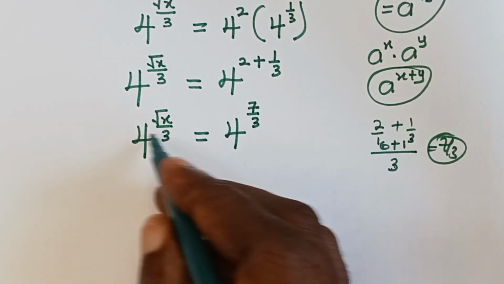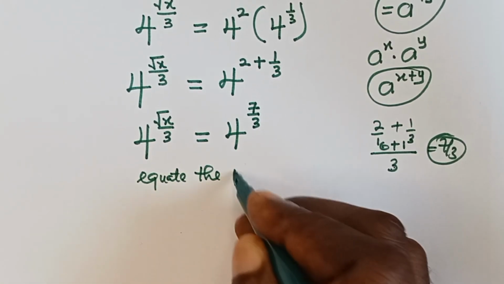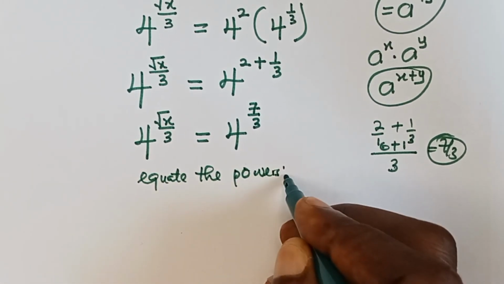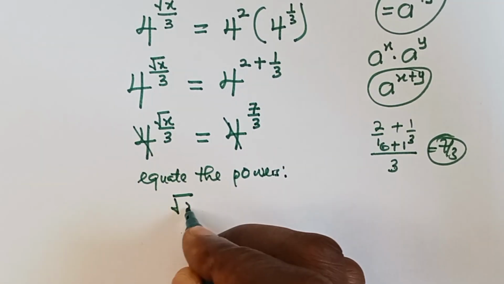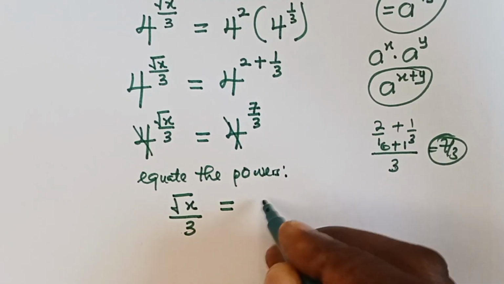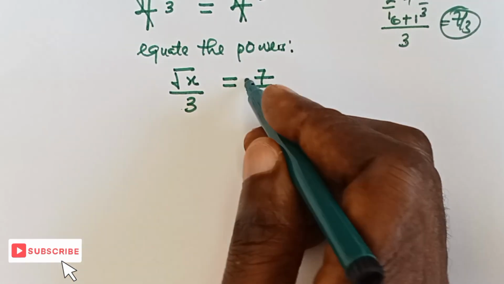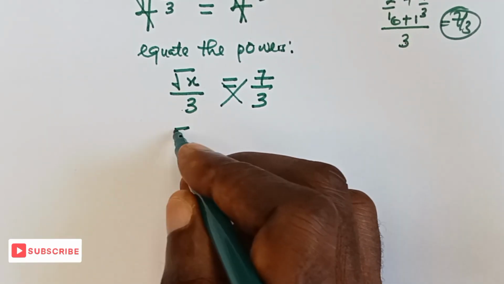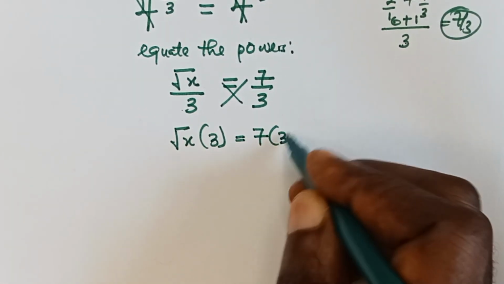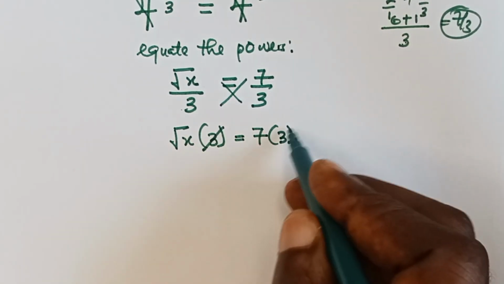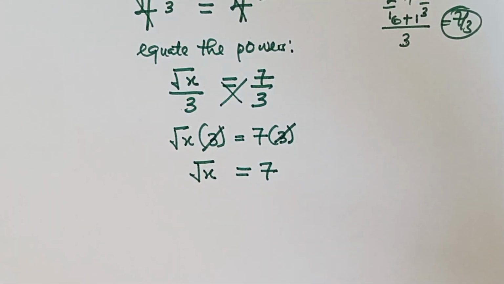So from here we can equate the powers. Let's equate the powers. Alright, so when we equate the powers, these cancel this. So we have root x over 3 equals to 7 over 3. We can cross multiply, so we have root x multiplied by 3, and also we have 7 multiplied by 3. These 3 can cancel these 3, so we have root x equals to 7.